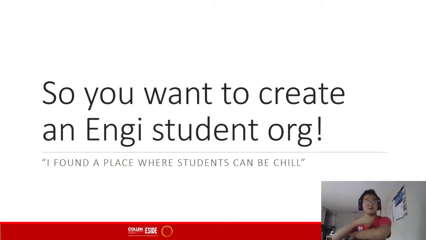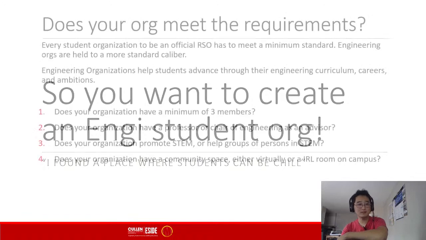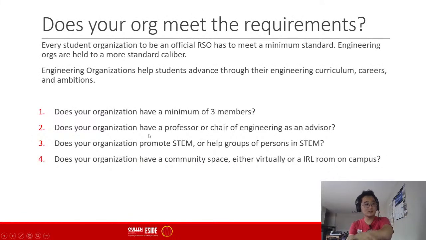So, you want to create an engineering student organization. You want to find a place where students can be chill, or where they can hang out with each other and enjoy their time. First things first is, does your organization meet the requirements to be an engineering student organization? You can file to be a regular student organization through Get Involved and through the Center for Student Involvement. But there are a couple of extra things that we like to talk about to make sure that your organization meets the standard of engineering and helps keep engineers in the loop, right?